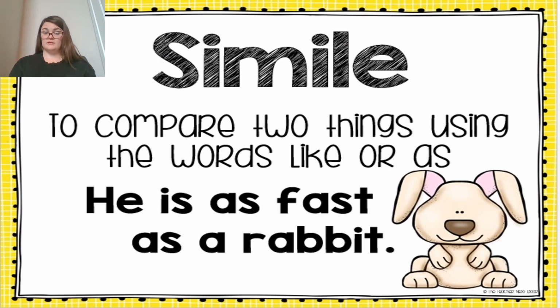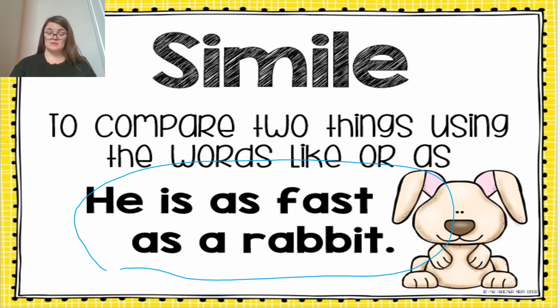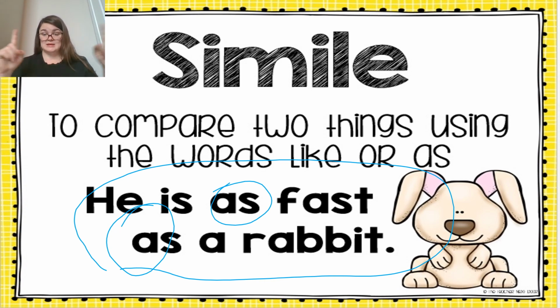This is our final review slide of a simile. A simile is used to compare two things using the words like or as. An example of that would be, he is as fast as a rabbit. I use the word as to compare him to a rabbit. If a rabbit runs around fast, he runs fast too. So I'm comparing them by using like or as. I hope that this practice helped you a lot, and we'll practice again soon.